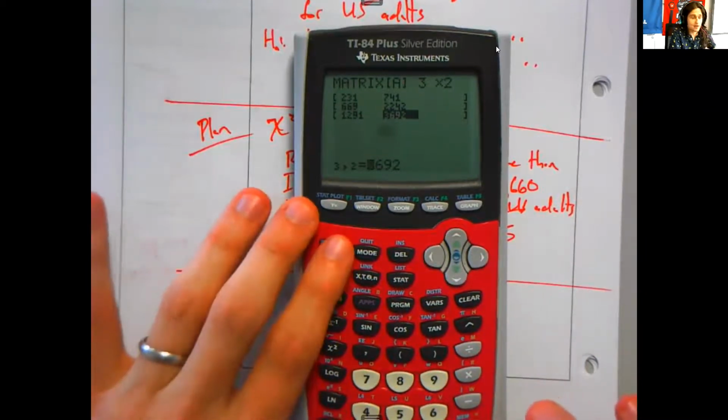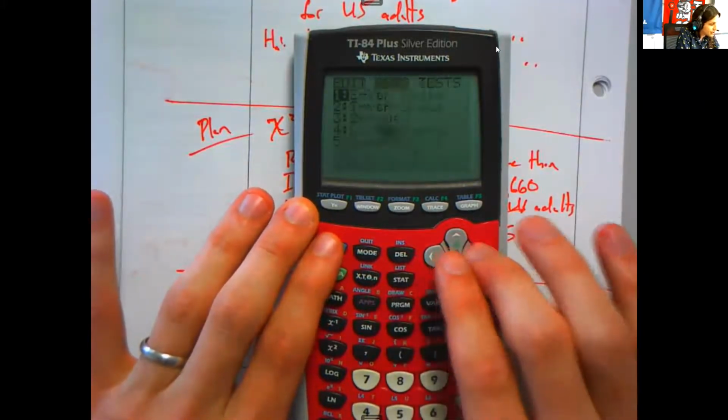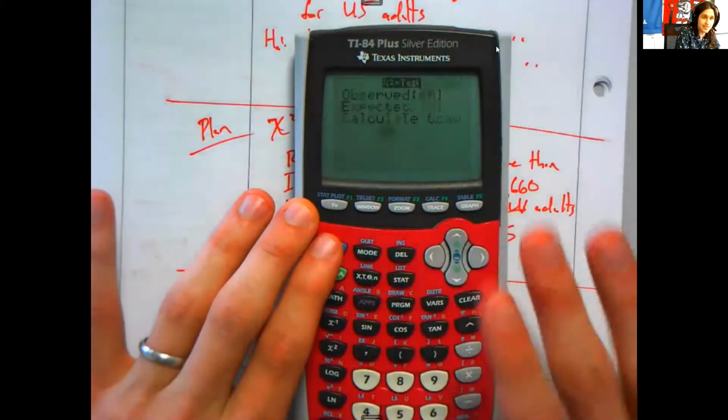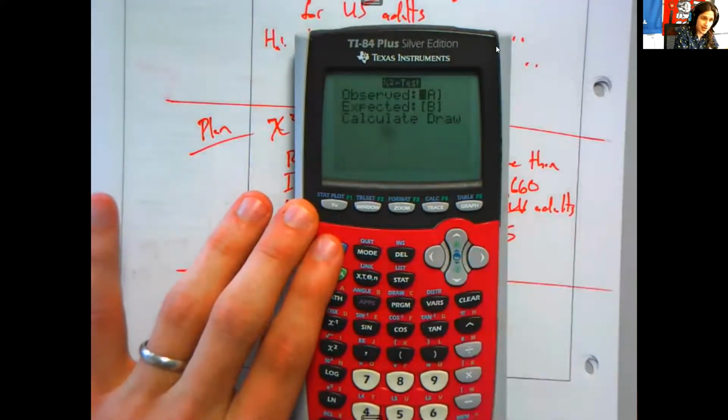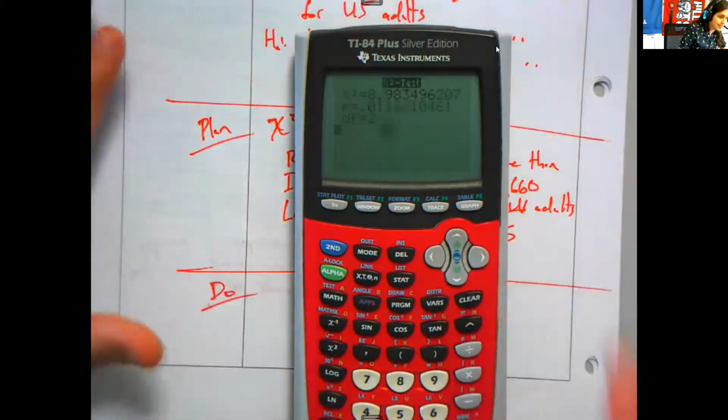We've got our observed counts in the calculator. I'm going to go ahead and hit stat, go over to tests, and I'm going to go up to the chi-square test. That's option C. The observed counts are in A. Don't worry about B at all. It will take care of it for you. So I'm going to go ahead and hit calculate.